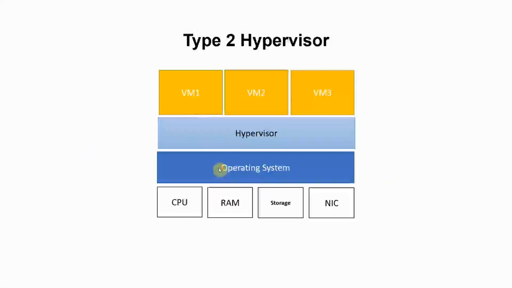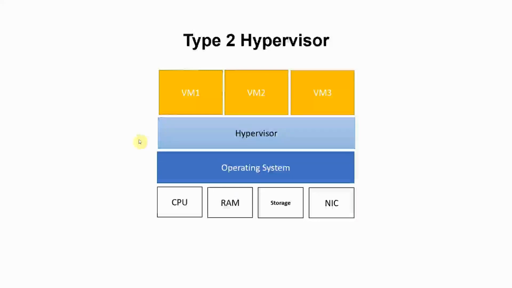The one we'll be using is the type 2 hypervisor. That's like you have hardware and an operating system, maybe your laptop, your desktop, whatever computer you're using, and over that we'll install an application that will be a hypervisor. That application will allow you to create virtual machines. So in this tutorial, I'm going to teach you how to install the hypervisor.